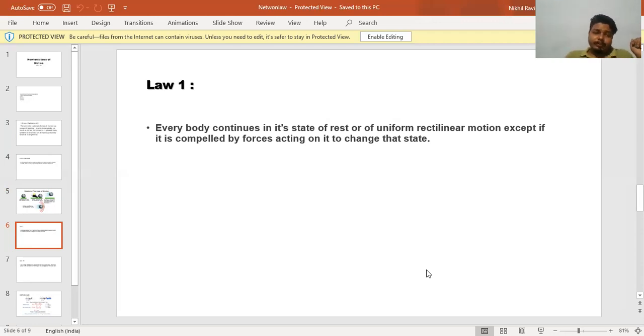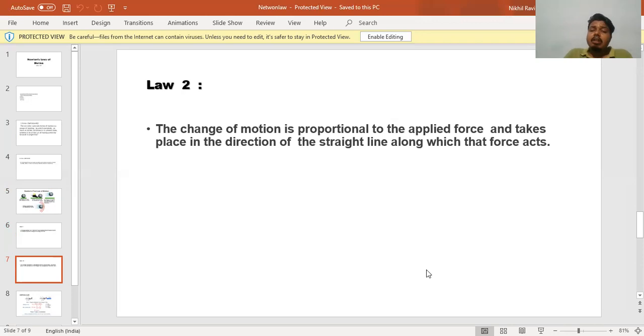Now we are talking about the second law. What is Newton's second law? Firstly, we will discuss the definition. The change of motion is directly proportional to the applied force, and it takes place in the direction of the straight line along which that force acts. Okay, so what is that?